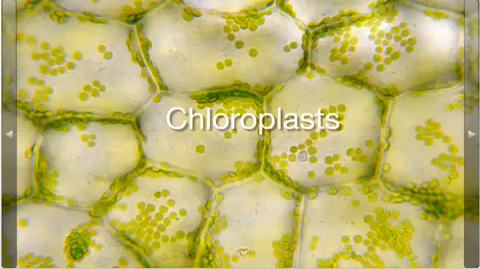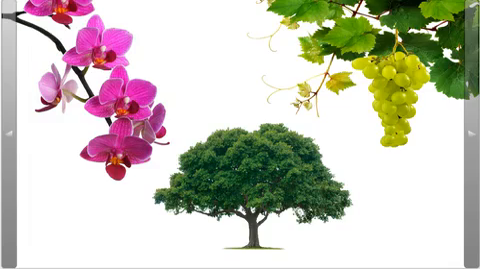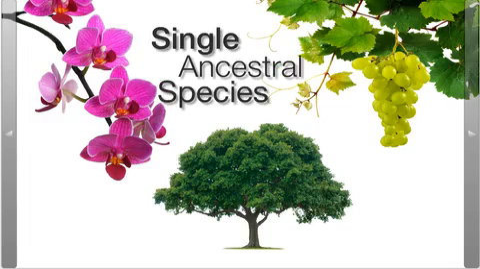All plants contain chloroplasts and use leaves to harvest energy from the sun. Plants share these characteristics because they inherited them from a single ancestral species.